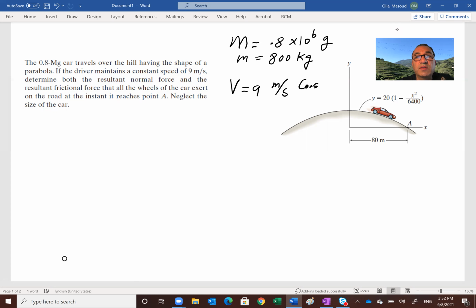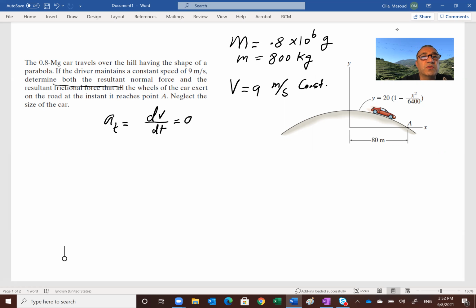is constant. What does that mean in curvilinear motion? Since a sub t, the tangential acceleration, is the rate of change of the speed, there is no tangential acceleration at any given instant. But that doesn't mean the acceleration is zero. Acceleration would be the centripetal or normal acceleration. So what do we want to do here?